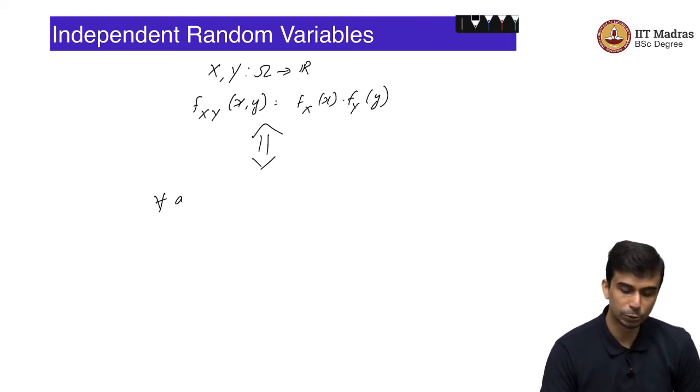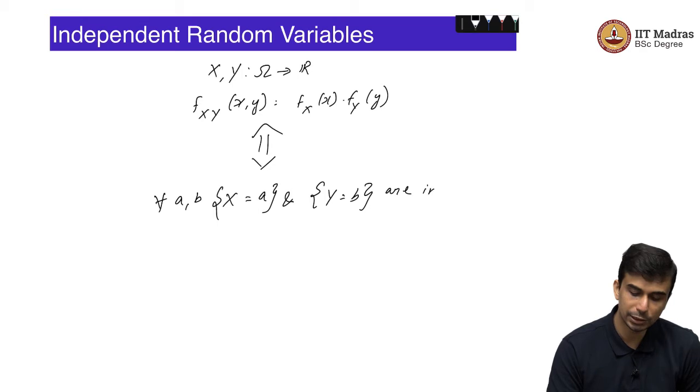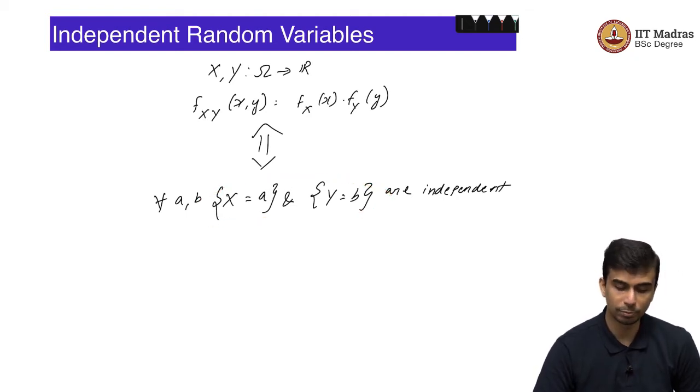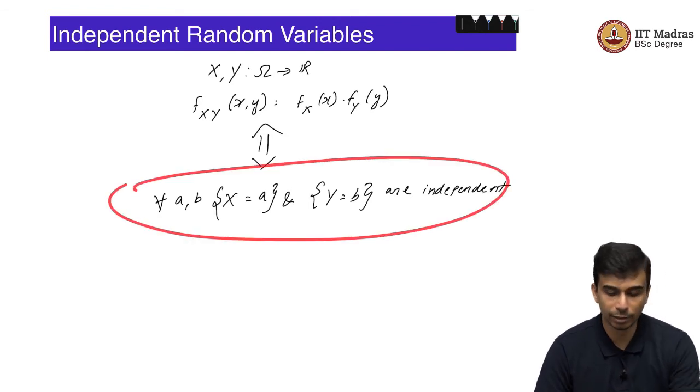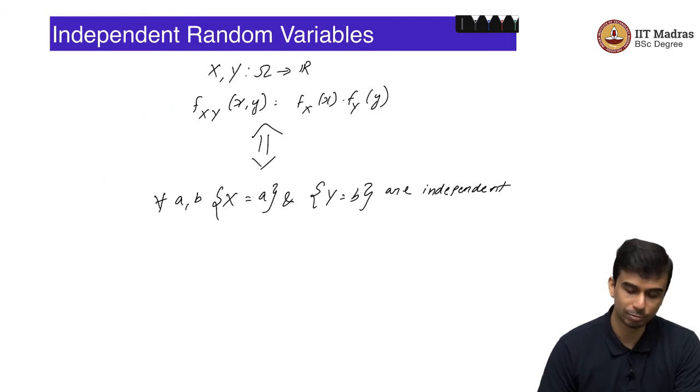There are several equivalent ways to get this. One is to say that for all values a and b, the events given by x equal to a and y equal to b are independent. Note that x and y are random variables, but for some constants a and b, if you say x equal to a, that is an event. So, how are independent random variables and independent events related? Because we are using the same term here, that is because you can define independent random variables in terms of independent events as follows.